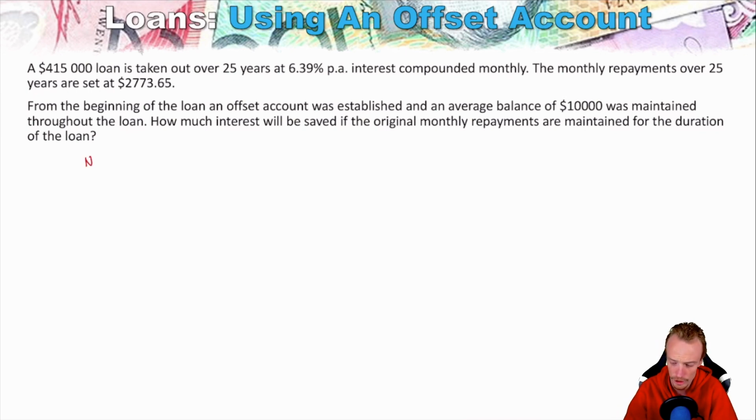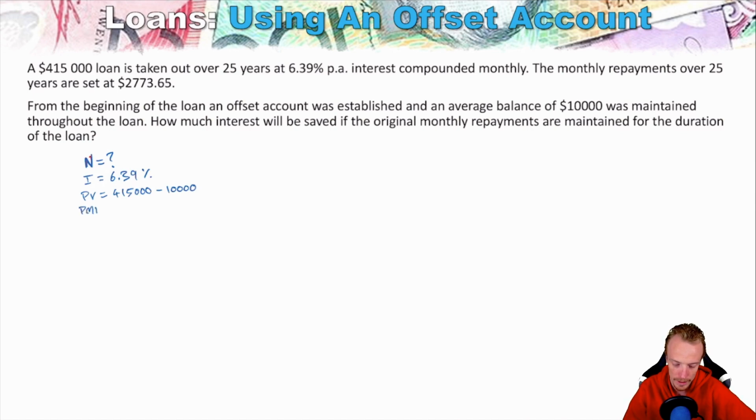So essentially, hang on, let's just change over to blue. N is what we're going to calculate. Our interest rate is nice and simple, it's 6.39%. Now, our present value is a little bit different. It used to be $415,000, and because we're taking from the bank, it's positive, but we're establishing an offset account straight away. So essentially the balance that the interest is going to accrue from is going to be $10,000 less than this. Now, it's really, really important to note that our balance of the loan isn't $10,000 less. It's what the interest is accruing from that is $10,000 less.